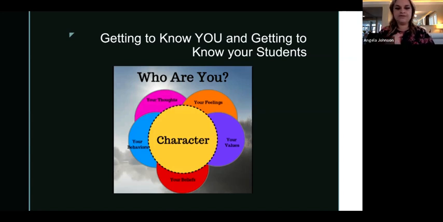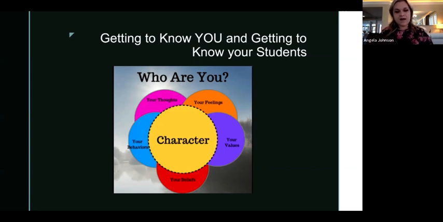So the first thing I want you to be thinking about is you need to get to know yourself. Who are you? If I was going to ask myself, who is Angela? Who's this person that teaches students, right? What are her values? What matters to me? Where am I from? What are the things that I think are important, right? What are my cultural values, my morals? Think about all those things.